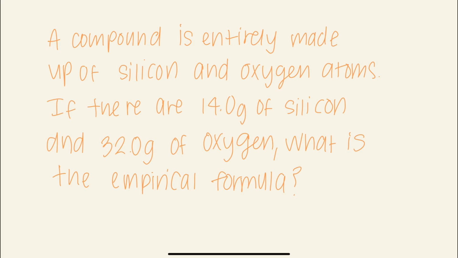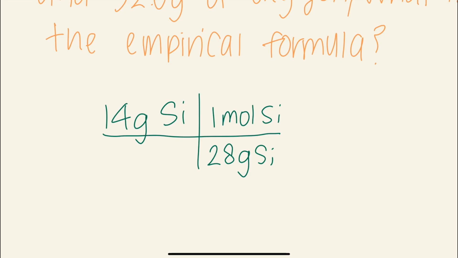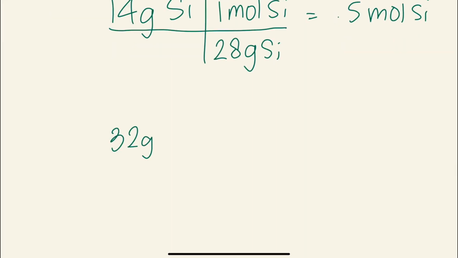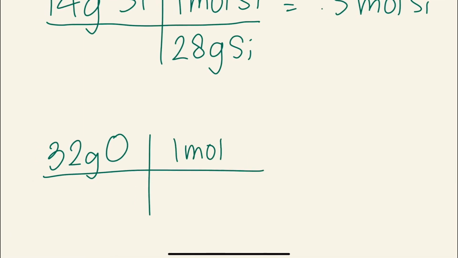So that removes a step for us because it's already in grams. So I'm going to take 14 grams of silicon and find how many moles are in that. In 1 mole of silicon, I have about 28 grams, and that leads me to 0.5 moles of silicon. Let's do the same thing for oxygen. I have 32 grams of oxygen in my compound, and I know that 1 mole of oxygen has 16 grams. So that leads me to 2 moles of oxygen.